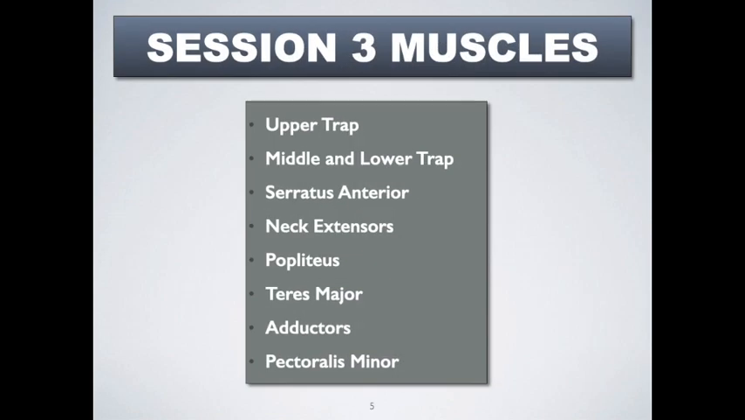Session 3 muscles, there's some overlap there, upper trap again, middle and lower trap, serratus, neck, popliteus, which I think is an unsung hero of knee evaluation. It's a great muscle to test when you have any kind of a knee problem. All of the muscles across the knee are great muscles to test, of course, but popliteus often is overlooked, and it's a difficult muscle to test properly. But when you find it, and you correct its function, you can make some real headway with knee problems.